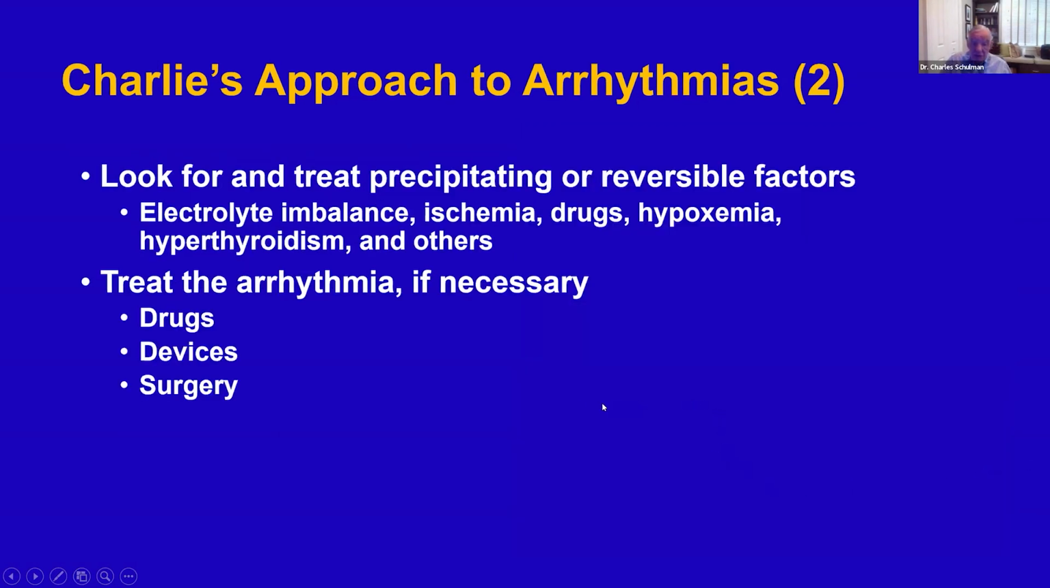Third, look for and treat precipitating or reversible factors. Electrolyte imbalance, ischemia, drugs, hypoxemia, hyperthyroidism, and so forth. Finally, treat the arrhythmia if necessary. Some arrhythmias don't require treatment, but if they do, drugs, devices, and surgery are all potential treatments.